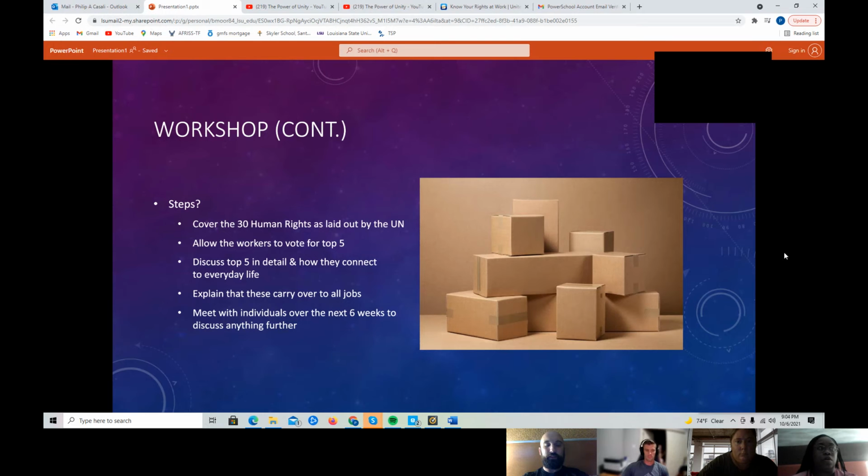And then for the next 6 weeks, as they start their job, we're going to meet with individuals discreetly, so that their bosses aren't seeing that we're meeting with them. It doesn't have to be anything public. They can discuss with us any of the human rights and the processes to take in case any of them are being violated.